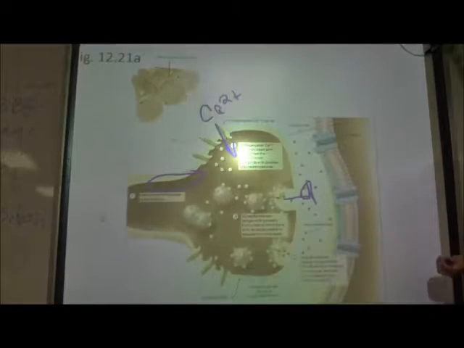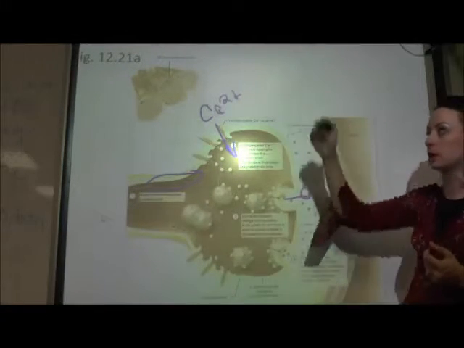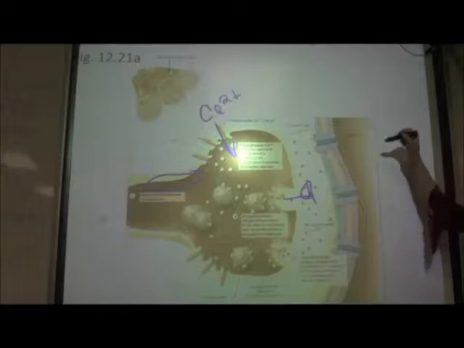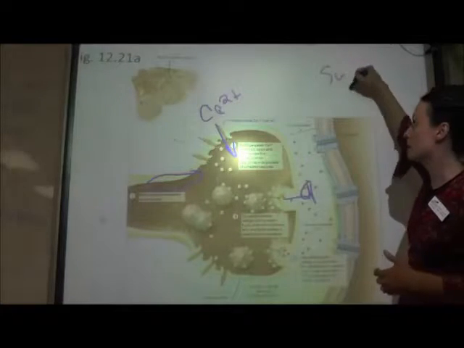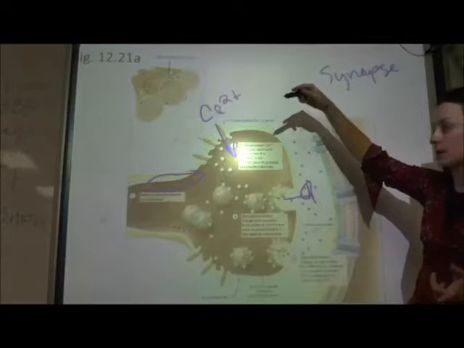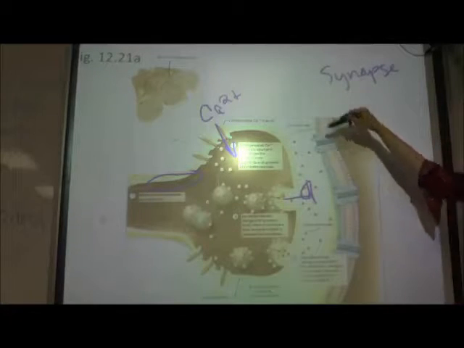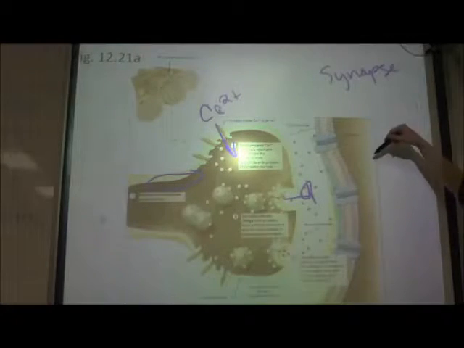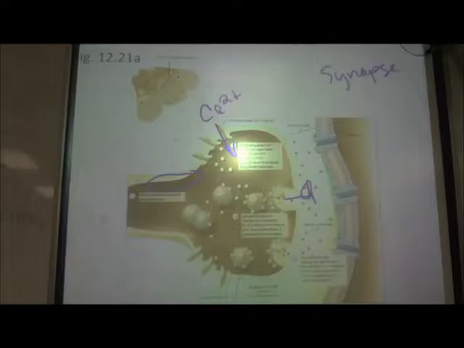So this is showing us the synapse we're used to, the neuromuscular junction, but this could be another neuron, and in that case we would just call it a synapse. And then the parts of the synapse are the synaptic knob, the synaptic cleft, and the dendrite of the next neuron, in the case of neuron-to-neuron synapses.